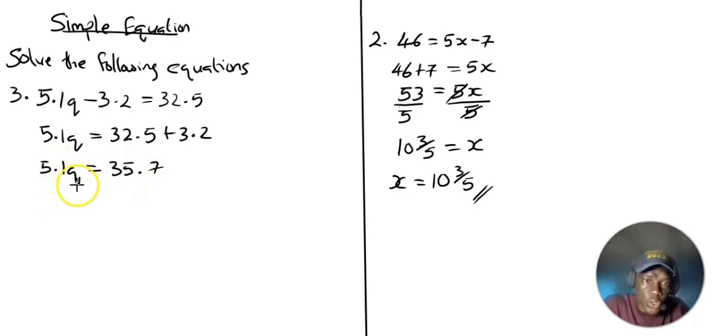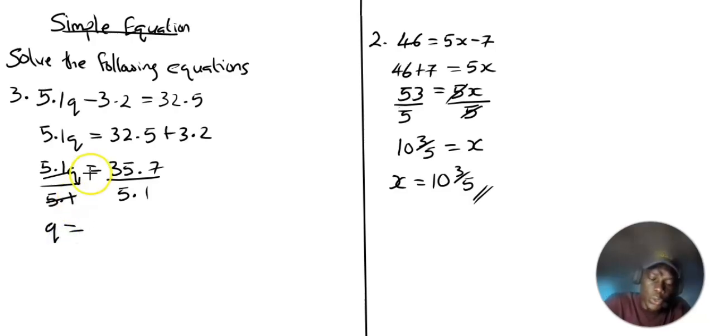Remember, our goal is to make q stand alone. We are going to divide both sides by the coefficient of q here, which is 5.1. So dividing both sides by the coefficient of q, which is 5.1, the 5.1 cancels out, then your q is now standing alone. Your q will now be equal to 35.7 divided by 5.1, which will give you 7. So 7 is our final answer.